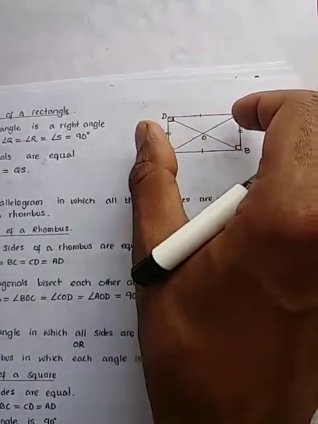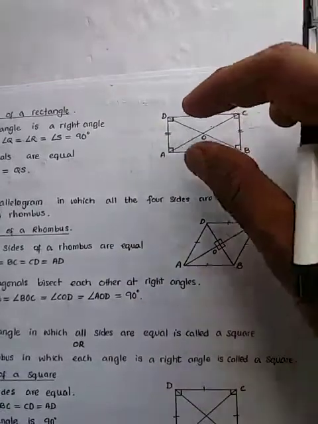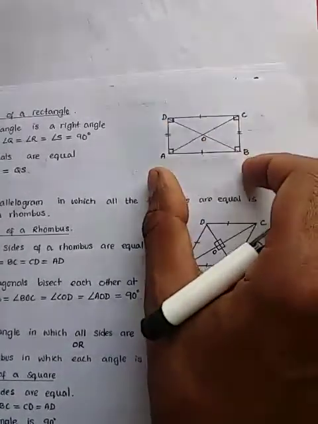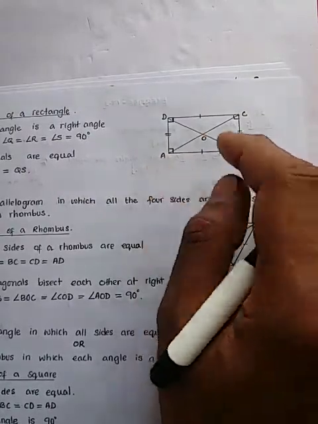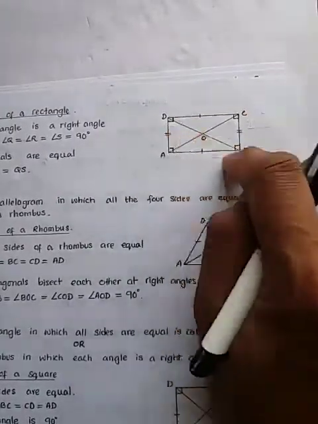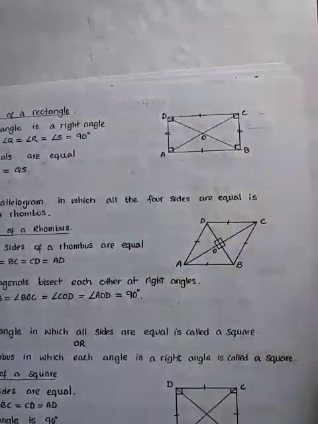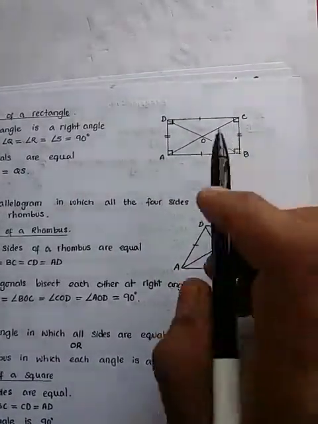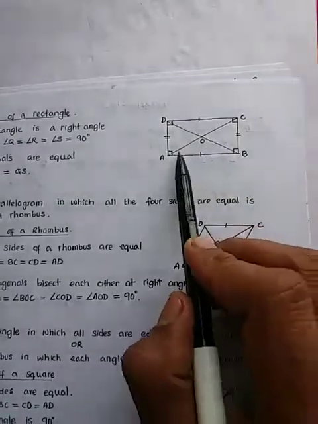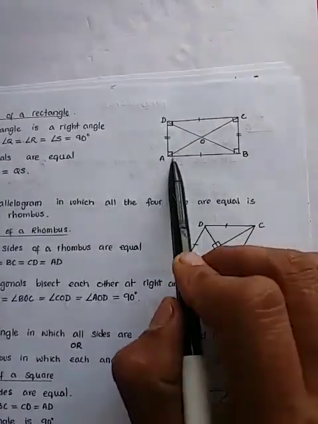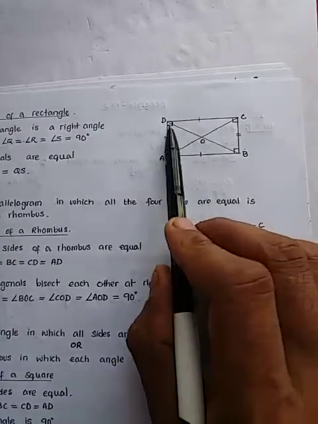and then opposite sides are parallel. That means AB and CD are equal and parallel, AD and BC are equal and parallel. And then here, the diagonals are equal. Okay, AC and BD are equal. Remember that. And then from the definition, each angle is 90 degrees. Angle A is 90, B is 90, C is 90, D is 90.